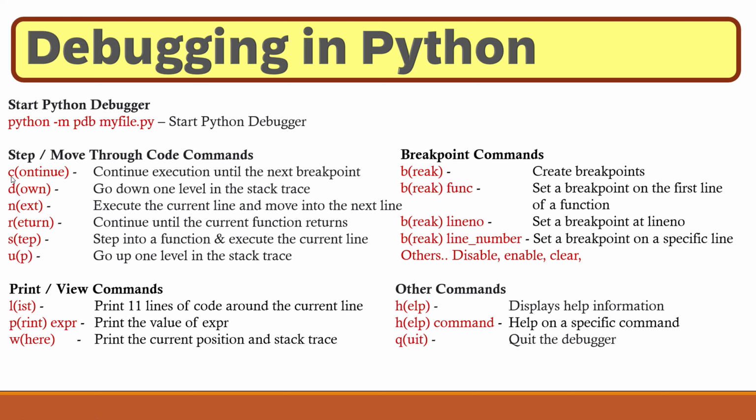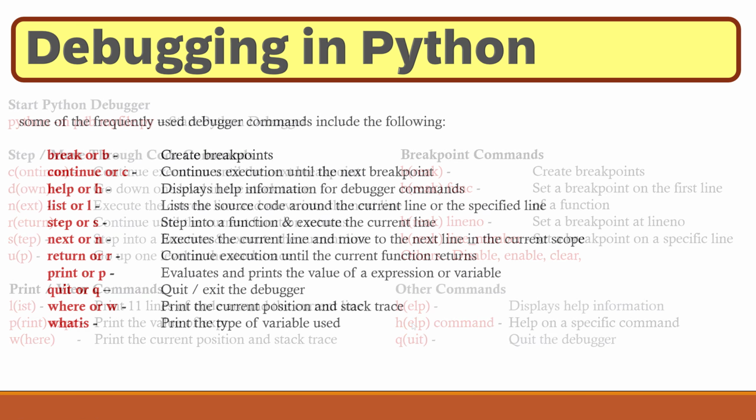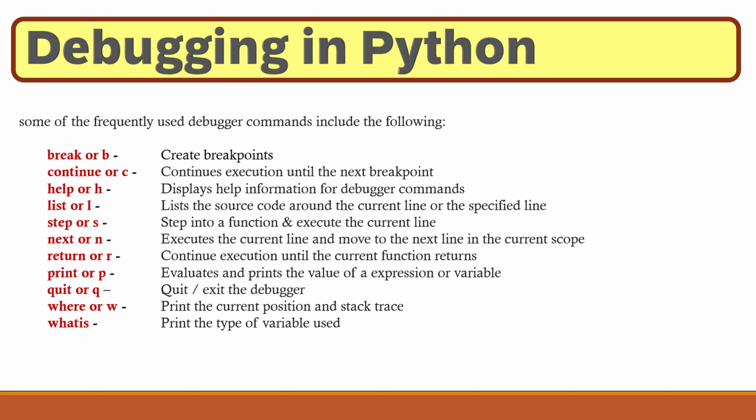So we can see all of these commands, and we can see you can type C for short or the full word, continue, down, next, return, step, up, but there is the shortcut to these commands as well, so you just have to type C or D, N, R, S or U. So all of these have shortcuts. On the slide before, although it was not the full exhaustive list of commands, it was many of the commands, but this is more of the frequently used debugger commands, and these include the following.